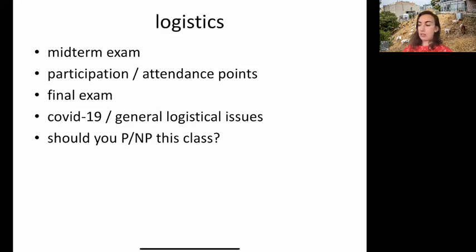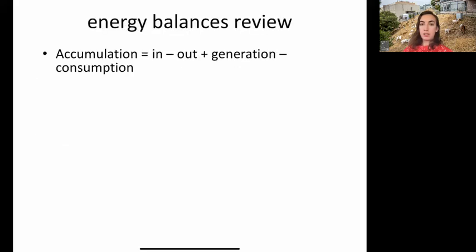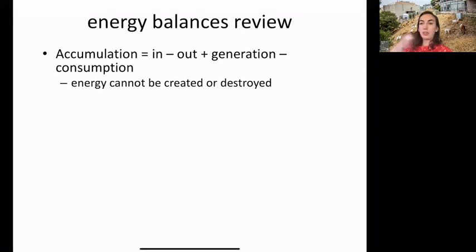So now I'm going to move into a review of energy balances. So this is our general balance equation. We've talked about it mostly for mass, but it also applies to energy. So you should be pretty comfortable with this. Accumulation equals in minus out plus generation minus consumption. However, for energy, it can't be generated or destroyed. It can't be created, so that generation term has to be 0, and it can't be consumed. The total energy can't be consumed, so that consumption term has to be 0. So for energy, it's pretty safe to say accumulation equals in minus out.